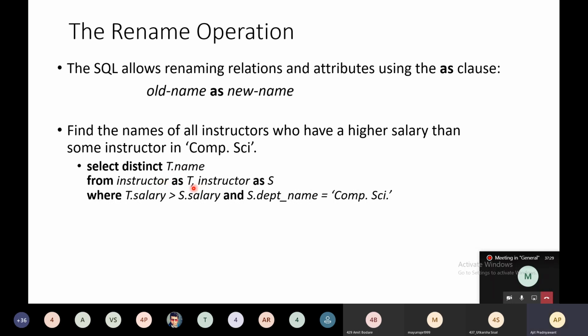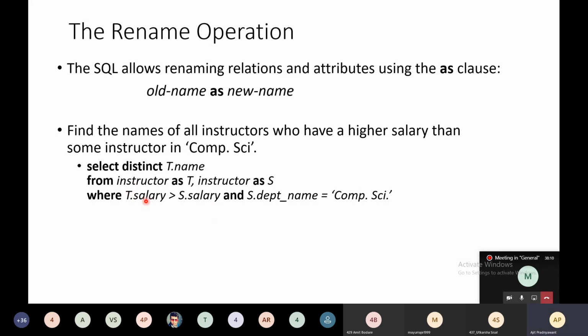Again, comma, we are giving another name to the same table instructor as S. So what is the statement over here? We need to retrieve the instructor who have a higher salary than some instructor in computer science. So this is mentioned using the where clause. Where T.salary is greater than S.salary. And this is called a self join.